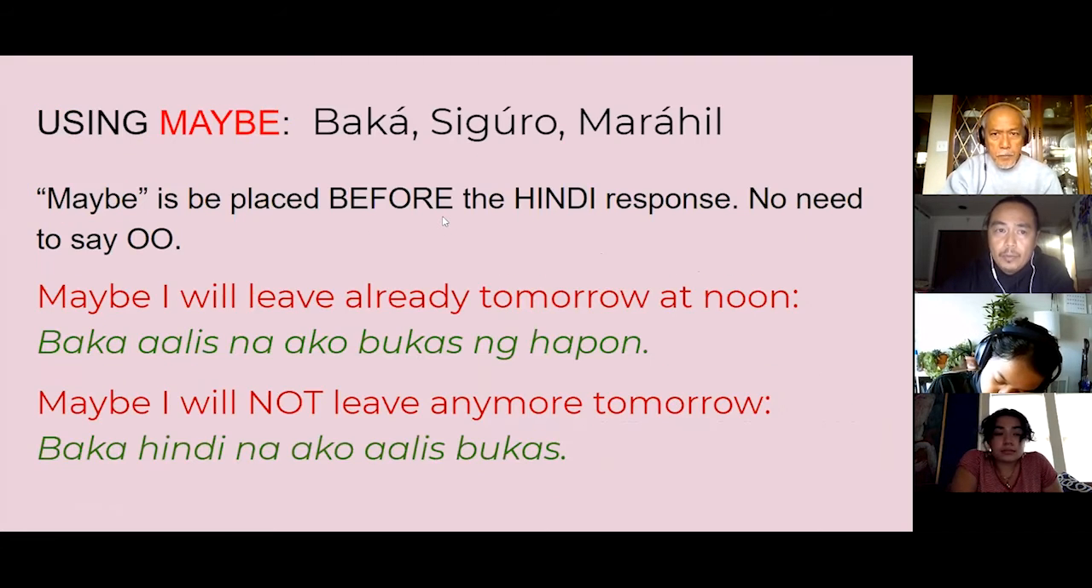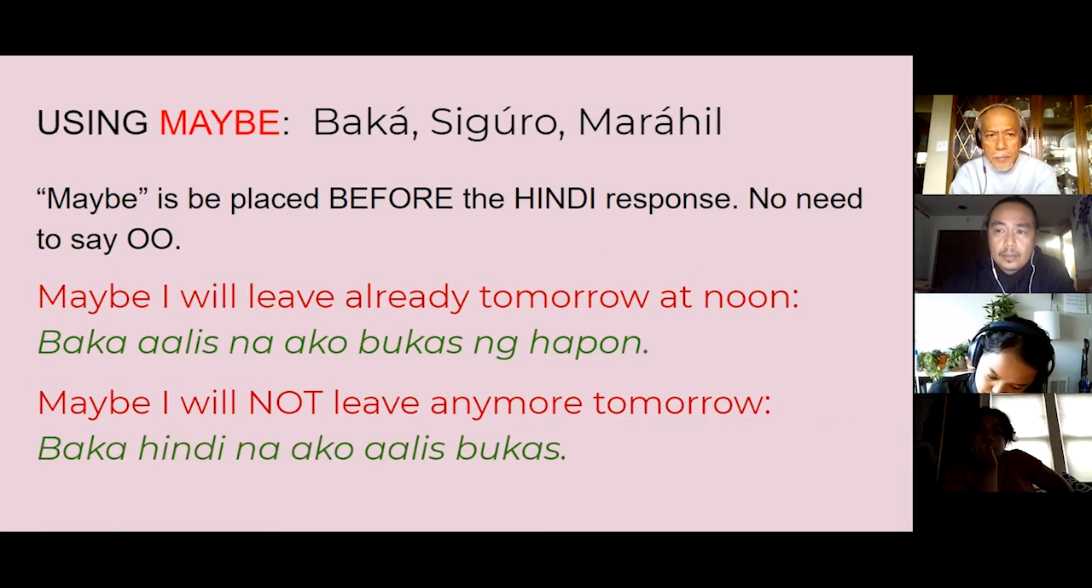Okay, now we go to the word "maybe." Look at the word "maybe." There are three words that are equivalent to "maybe." One of them is actually derived from the Spanish word "seguro." All three words are the same; they all mean maybe. Baka, siguro, marahil. Be careful with the word "baka."